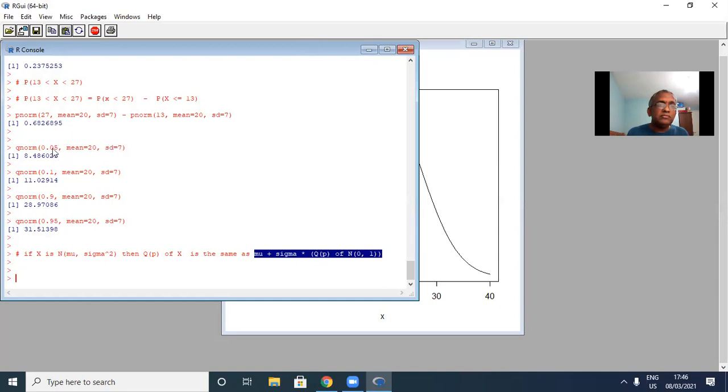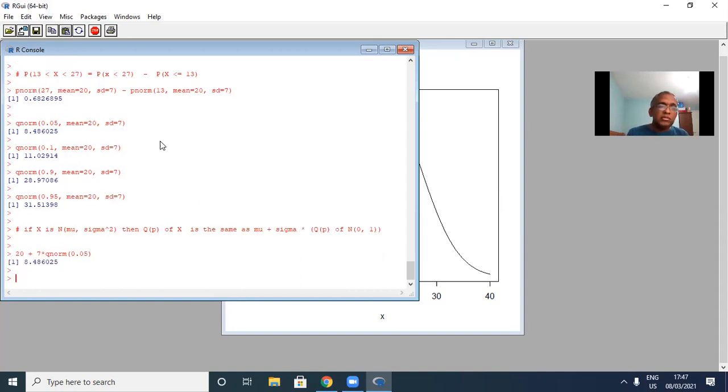Right now, for this one, we should go to this one here. Instead of doing it like this, you can also say this is mu. Mu is 20 plus sigma, which is 7, times the quantile function of the standard normal, which is 0.05. You don't need to specify the mean or the standard deviation. Remember, if I don't specify them, R automatically assumes that the mean is 0 and the standard deviation is 1. And the result that you're getting here is the same as the result that we got earlier here.